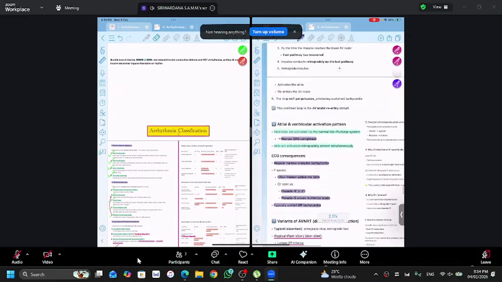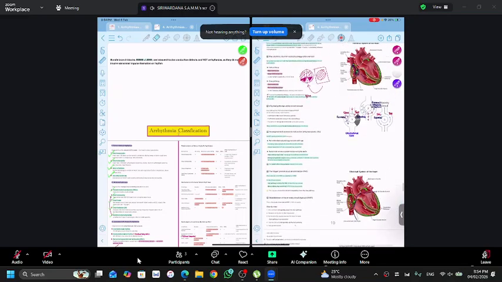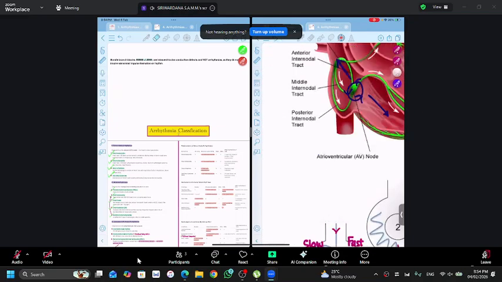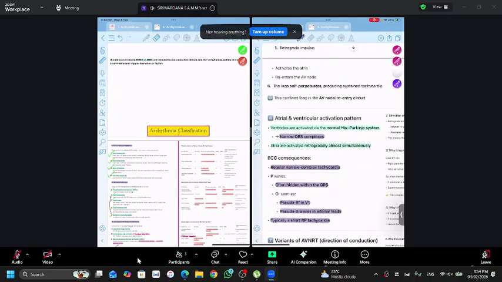So basically what you will have is a narrow complex tachycardia. And another thing about AVNRT is the rate is very regular, because this doesn't happen due to electrolyte abnormalities and stuff. This happens due to some sort of structural issue. This electrical circuit that is looping in the AV node is a very stable one. Therefore, you have a regular narrow complex tachycardia going on.